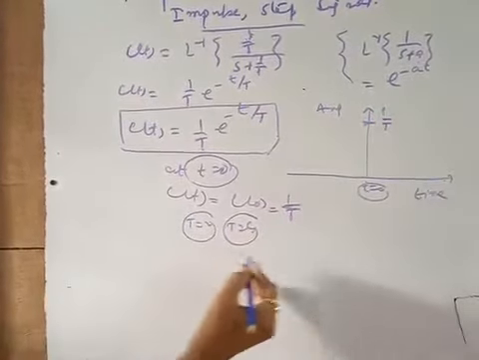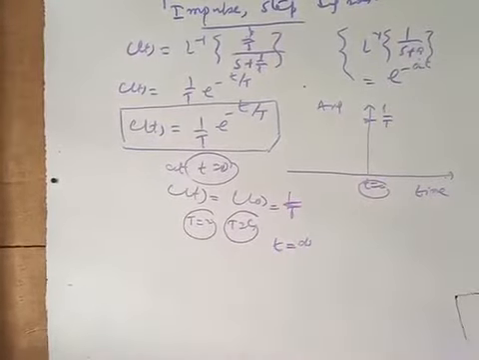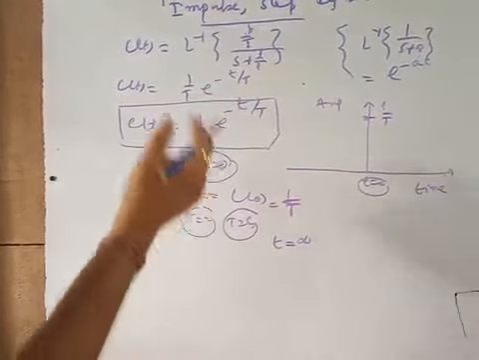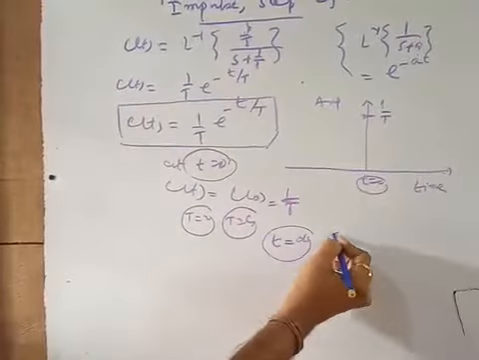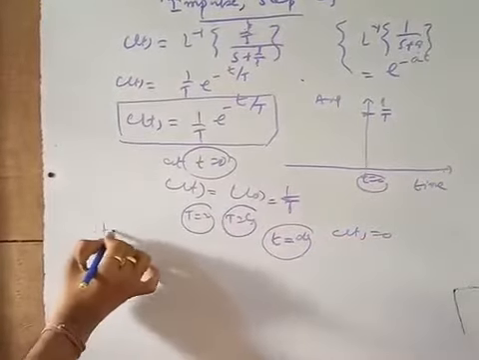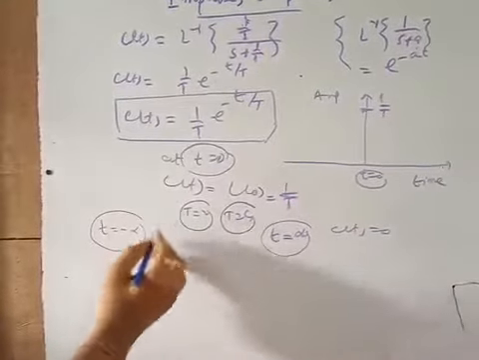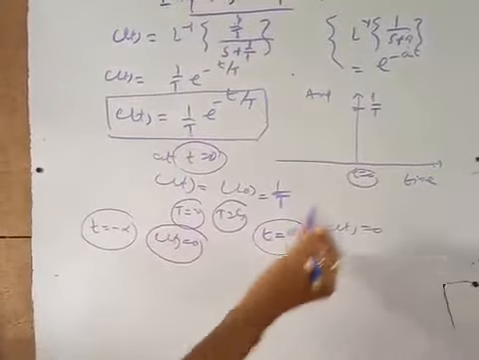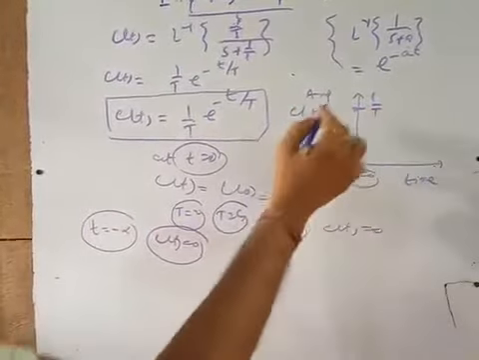Now at t is equal to positive infinity, e to the power minus infinity means 1 by e to the power infinity, that means 1 by infinity. So this will give you 0. So at t positive infinity, c(t) equal to 0. Again at t is equal to minus infinity, this value is again 0. So the curve is like this, and when you go in this direction, this is your c(t) curve versus t, and this will be 0.